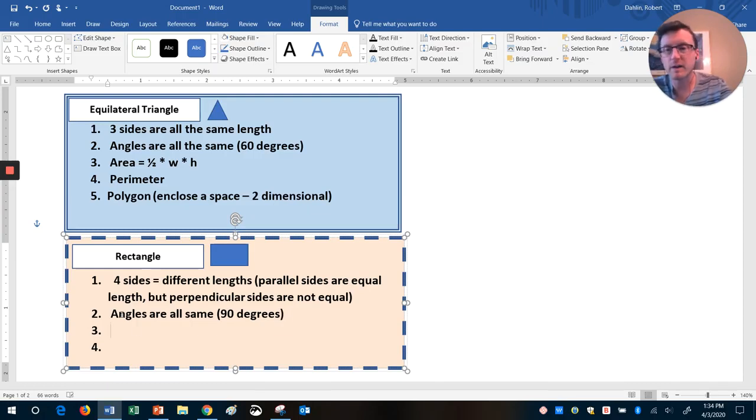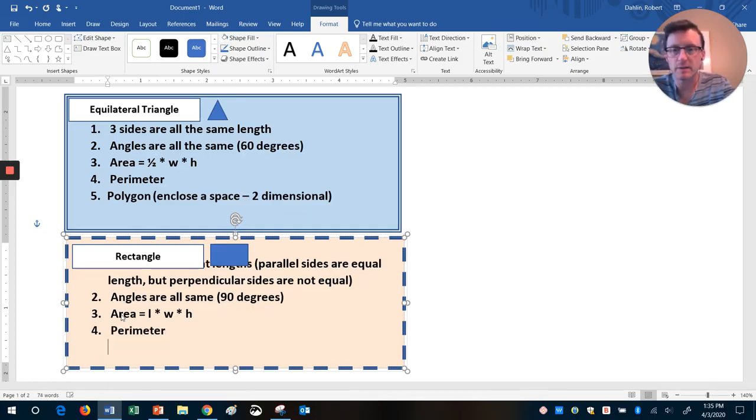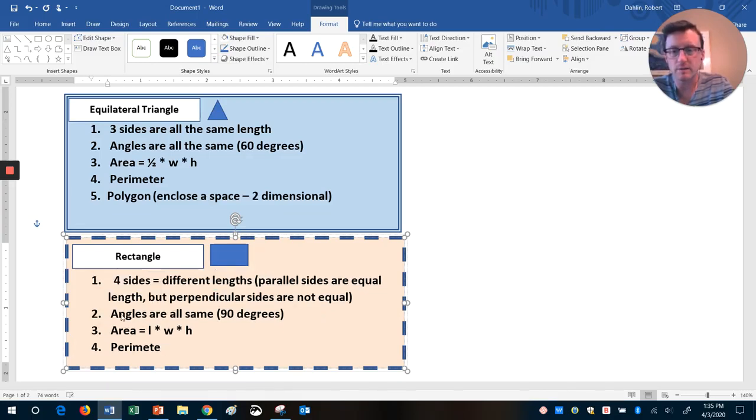You can find the area of a rectangle. It's length times width, or width times height. They have a perimeter, just like a triangle does. They are also considered a polygon, which again means it's an enclosed space. And again, this rectangle is two-dimensional. It does not have depth.